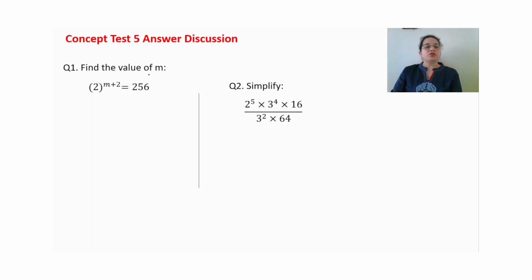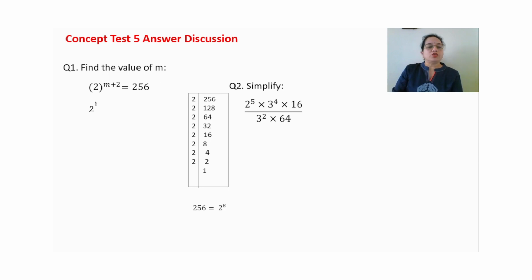So here the first question is: find the value of m if 2 raised to the power m plus 2 is equal to 256. It means we need to find the prime factors of 256 and write it as 2 raised to the power something. I have already done this work for you. This is the prime factorization. I think everybody knows how to do prime factorization, and the answer is 2 raised to the power 8. So we will write the same thing over here.